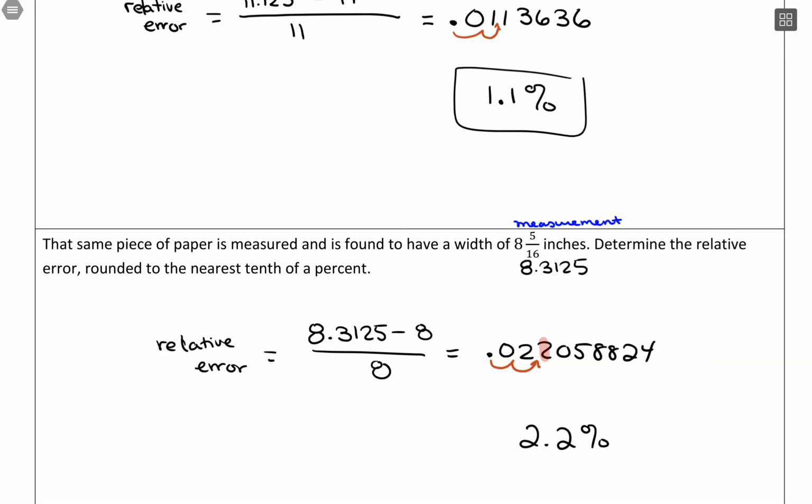So in terms of scale of things, we're seeing a little bit more error with the measurement of the width compared to the length that we did up above. But in terms of amount of error, 1 or 2% isn't too bad.